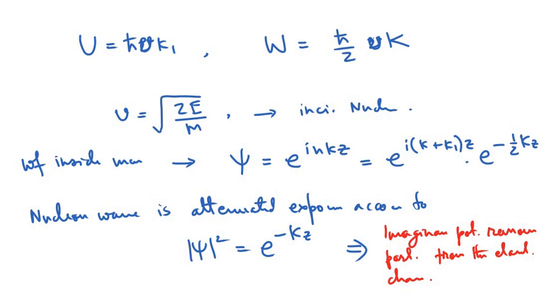Any questions? Now look very carefully at this expression. W is equal to h cross by 2 V into capital K. So basically this means that your K is clearly the reciprocal of the mean free path in nuclear matter. And you see the product Vk is equal to V by lambda.